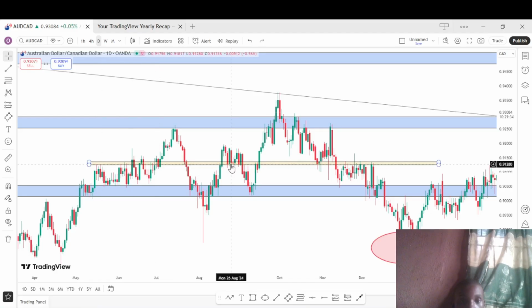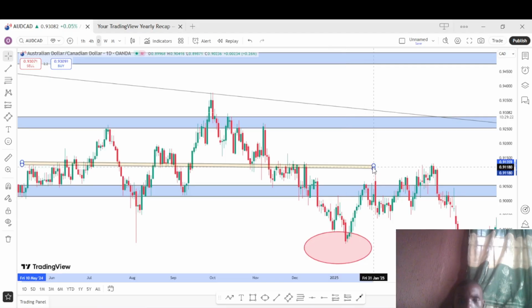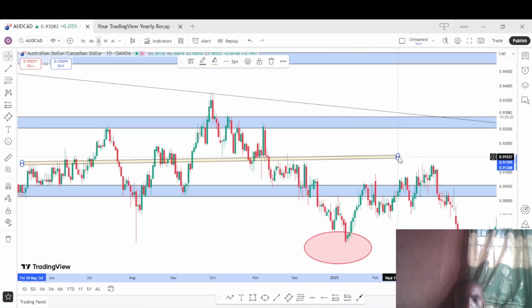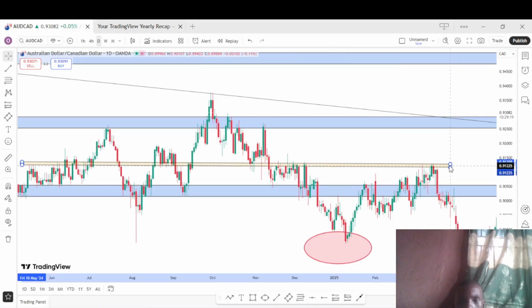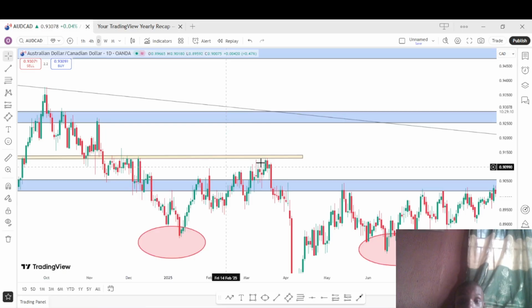Even at this point, it still came here and rejected it here. It means that this level is a very strong level, and even if you draw it to time, you still see that it rejected it even at this point. This trend tells us that this level is very, very strong.